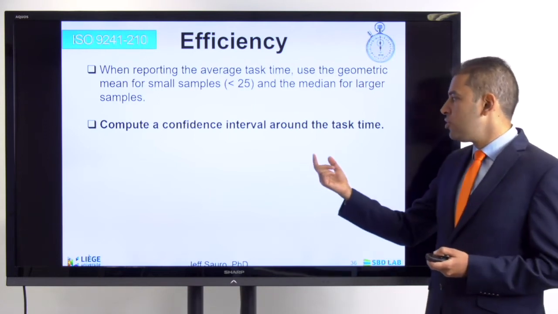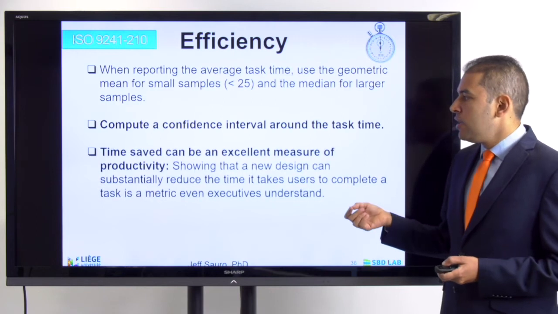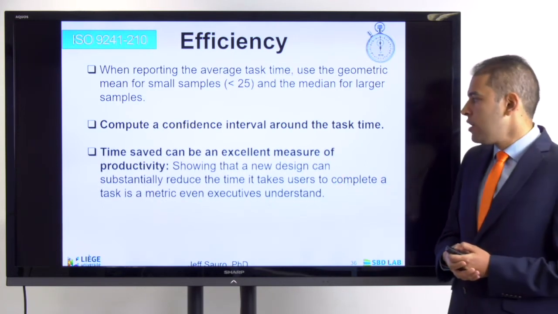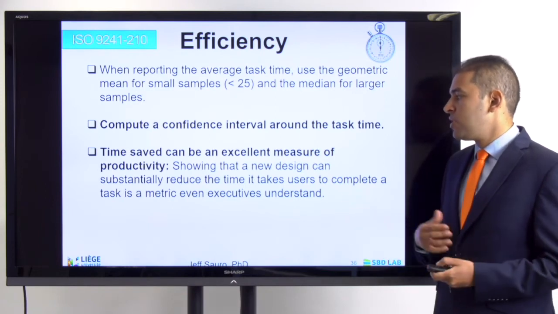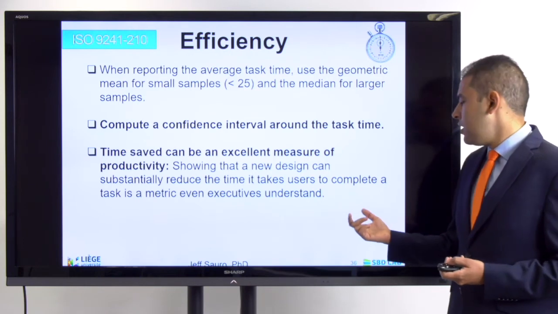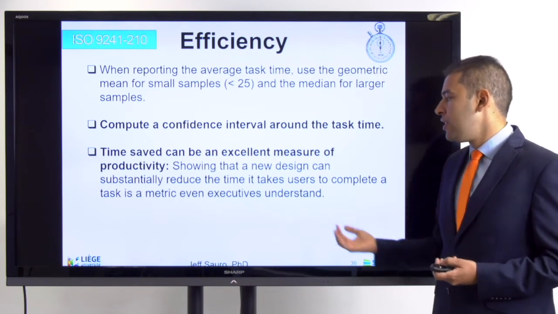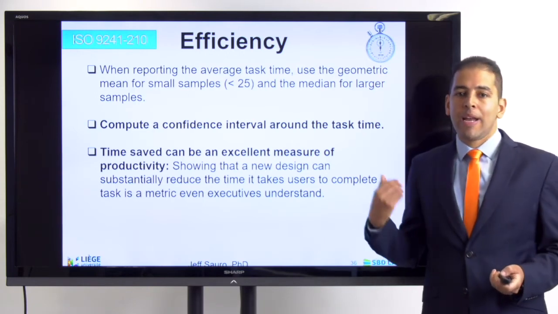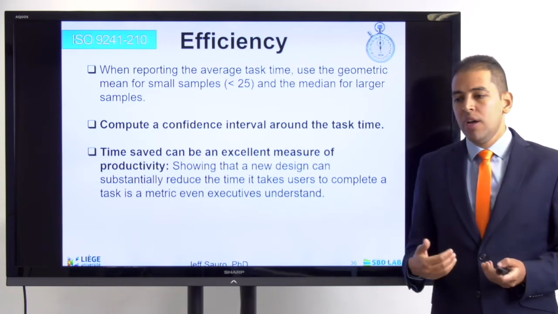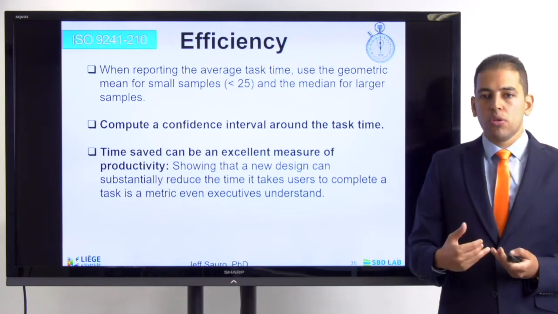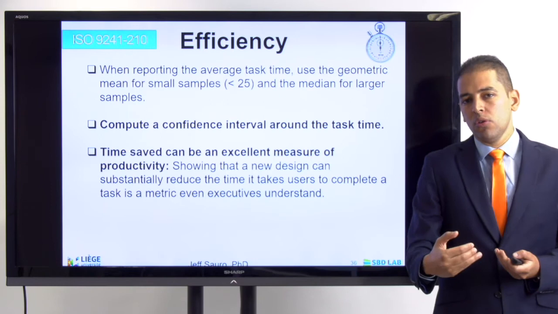Compute a confidence interval around the task time. And the time saved can be an excellent measure of productivity. So showing that a new design can substantially reduce the time it takes users to complete a task is a metric even executives understand. So keep it in mind even when you develop an algorithm, a methodology, software, a model, an equation, a process, a protocol, whatever solution you are going to look at.